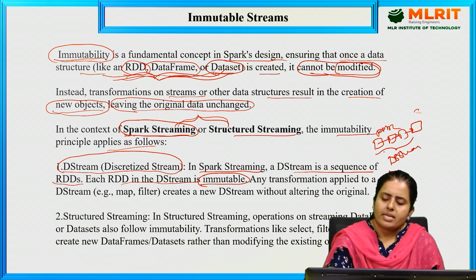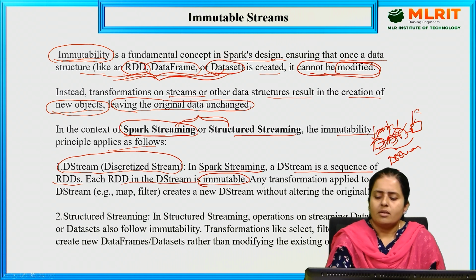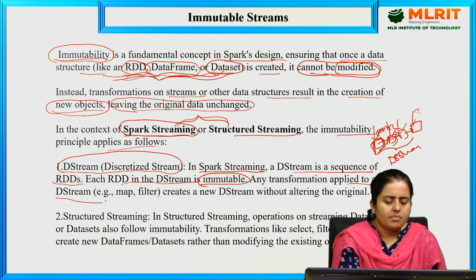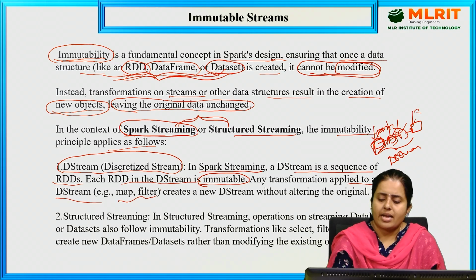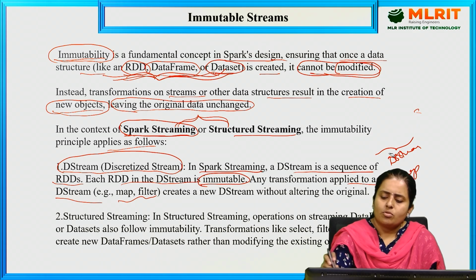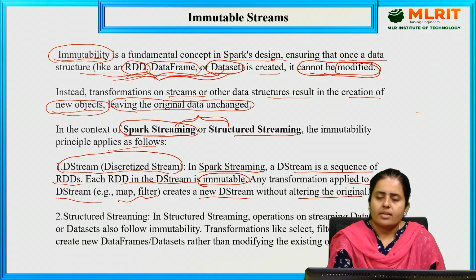We can say that each and every RDD is immutable, which means that once the RDD has been created, we cannot change the content or data in that RDD. Any transformation applied to a D-stream, for example map or filter, as you know the transformation functions are map and filter, creates a new D-stream without altering the original one.